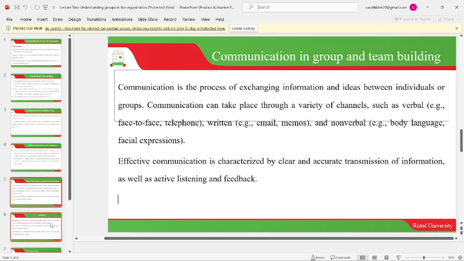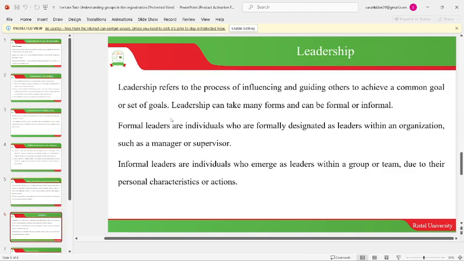So let's look at leadership. Leadership refers to the process of influencing and guiding others to achieve a common goal or a set of goals. Leadership can take many forms and can be formal or informal. In other words, leadership is the process of influencing others to achieve a common goal or vision.